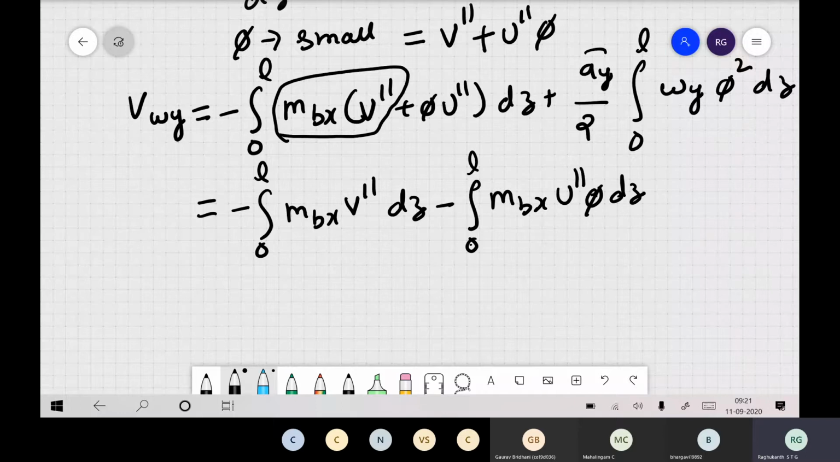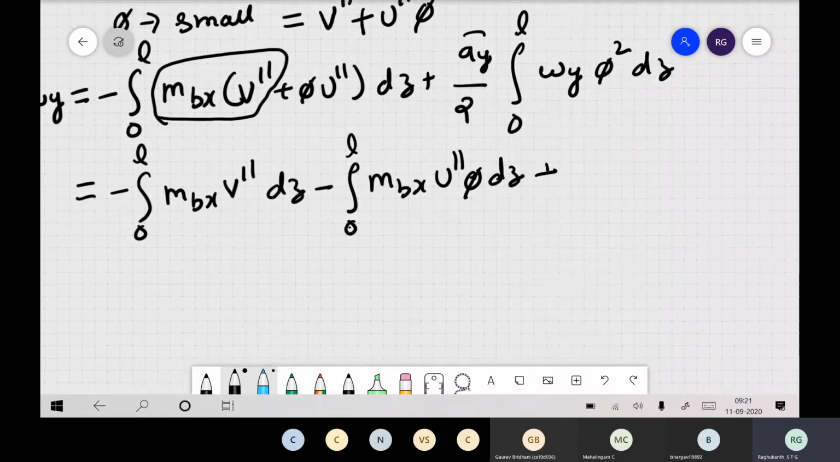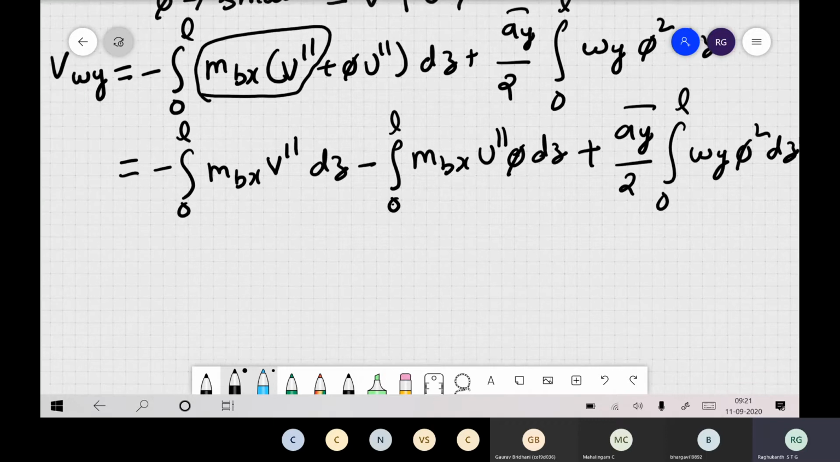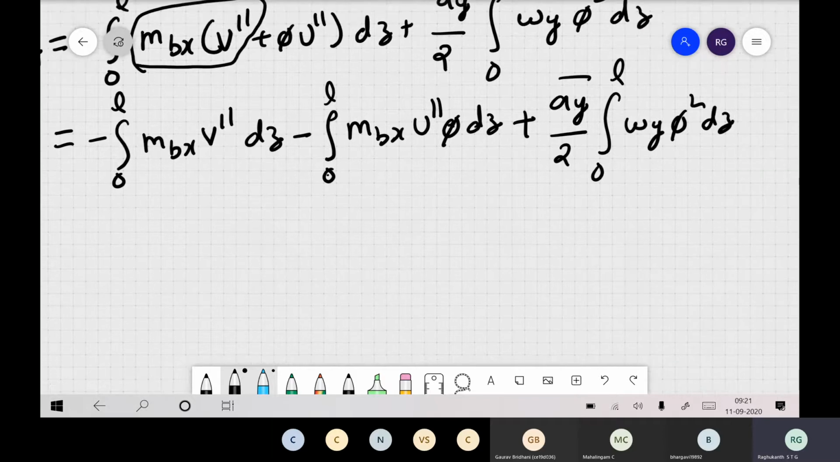Now, Mbx is nothing but your bending moment, okay? Plus, what is the physical meaning of this quantity? What type of strain energy is it? Suppose this term is before buckling, the beam has not buckled as yet. So your angle of twist and your u, the lateral deflection, all of them will be 0.